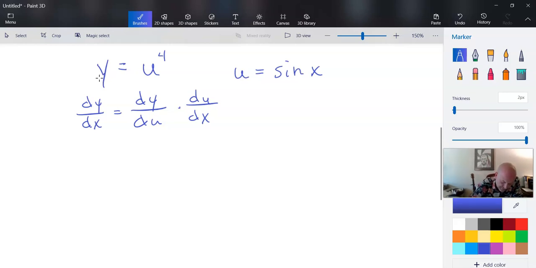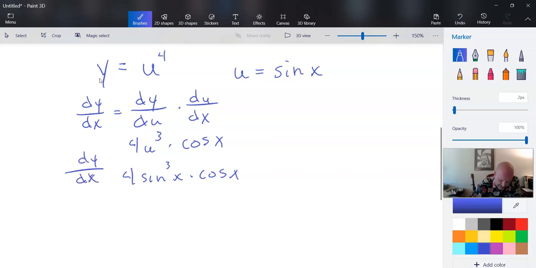dy/du would be 4u to the third, and du/dx would be cosine x, right? Well, u is equal to sine x, so this is actually 4 times sine to the third x times cosine x, right? And that's my dy/dx. You have to substitute whatever u is back in, so don't forget to do that.